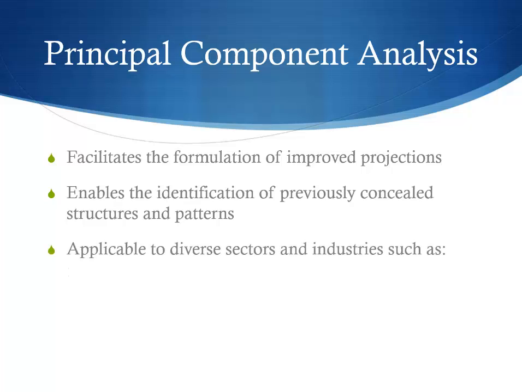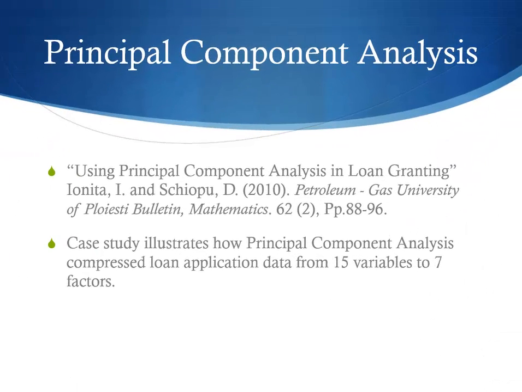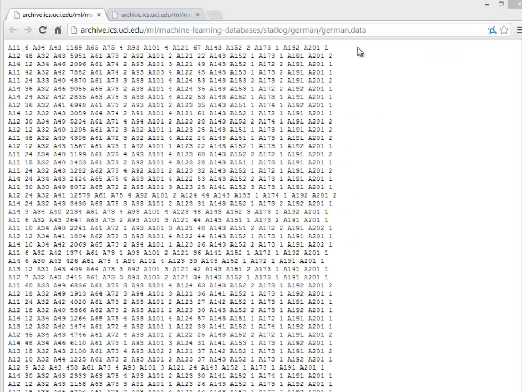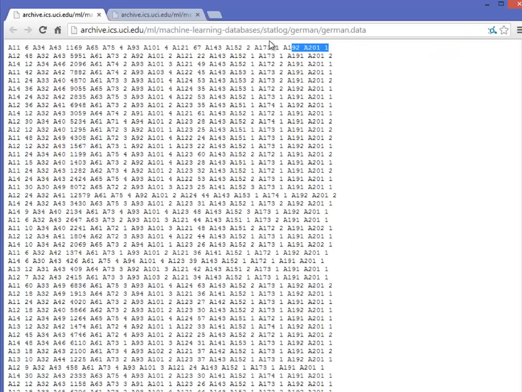PCA is utilized in numerous industries and diverse sectors, such as medicine, signal processing, marketing, and within the computer gaming industry. To demonstrate principal components analysis, we will use a dataset from this study. The data comes from a public database and contains credit information about 1,000 loan applicants. We are going to evaluate this top row of data.